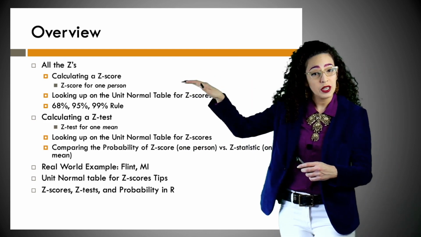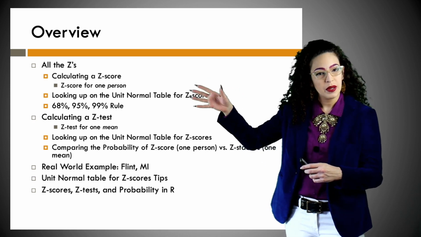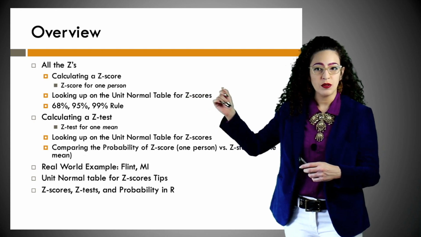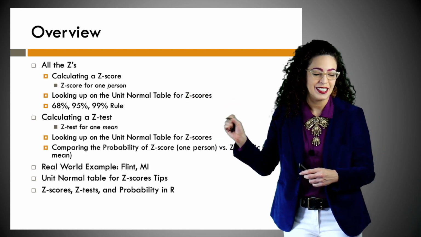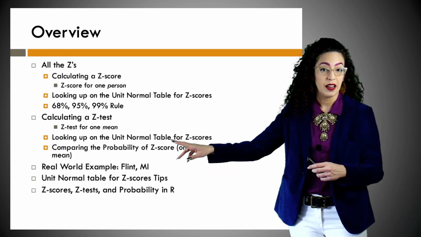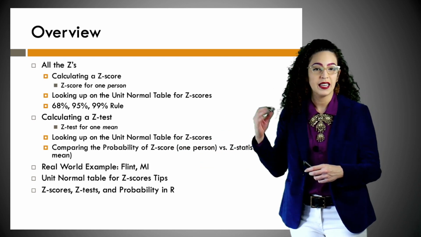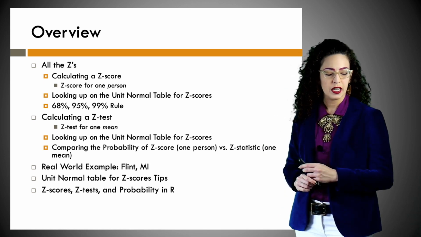We're going to look at how to calculate a Z-score again for one person. We'll play with the unit normal table again, address our 68, 95, 99 rule, and then we'll calculate some of our first Z-tests. It's going to be great. We'll have one real-world example looking at Flint, Michigan water, some tips for the unit Z table, and a little bit of Z-scores and Z-tests in R. Without further ado, let's go.